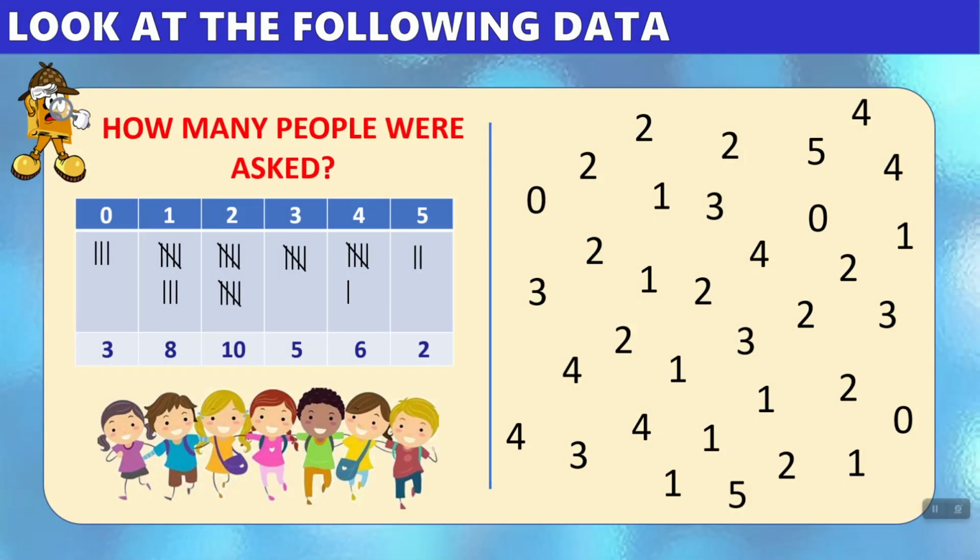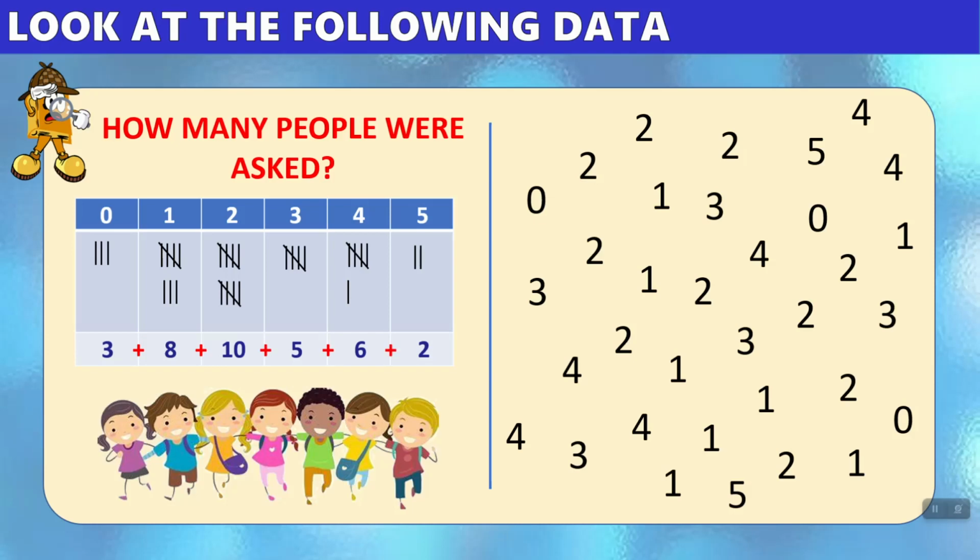What if we wanted to find out, though, how many people were asked this question? How many people existed in this group? We can take time to count one by one all of the numbers on the right. That would take a little too long. And so all we need to do is to locate the table on the left and add the numbers at the bottom.